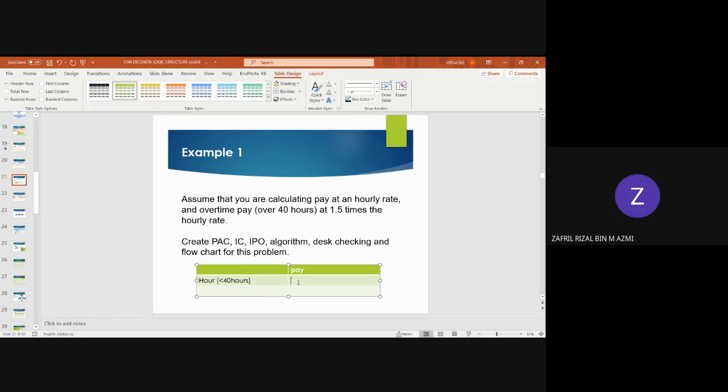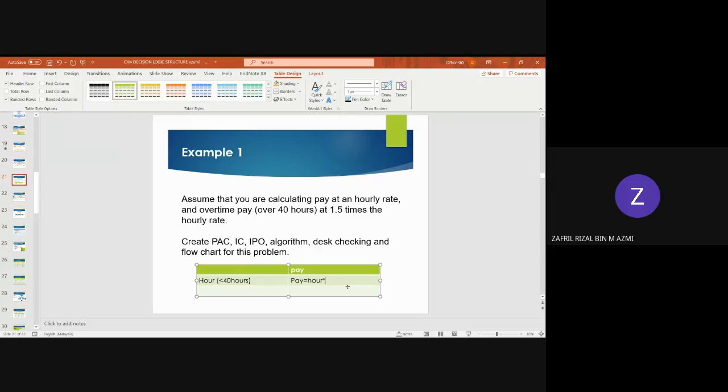So how to calculate the payment? So pay equals hour, hours, okay, I use hour, hour times by 1.5? No, if the hour is less than 40, times by 1. Hourly rate.